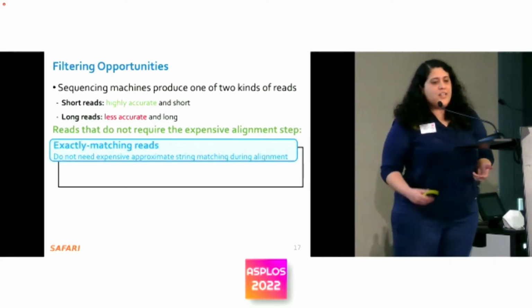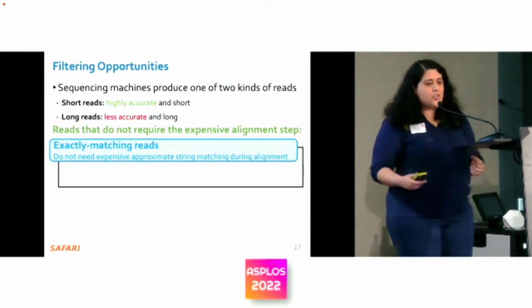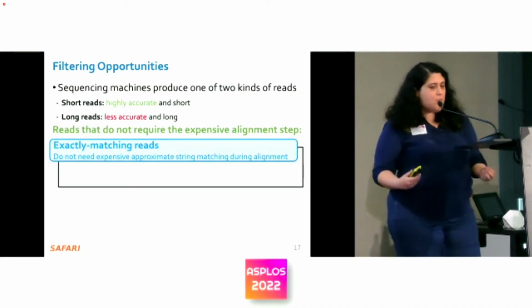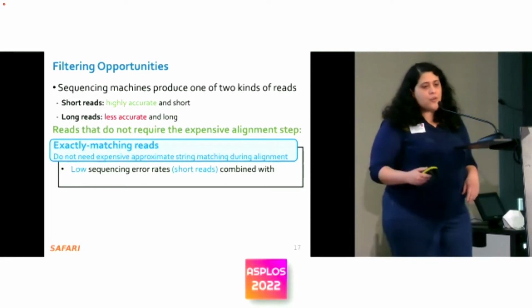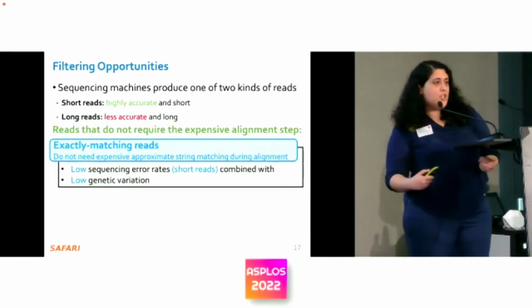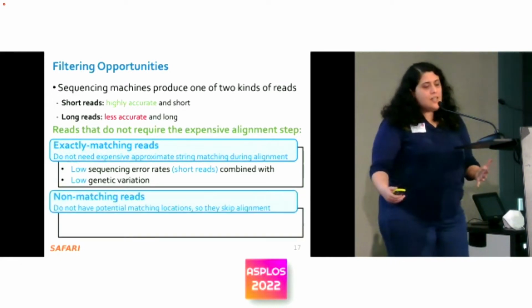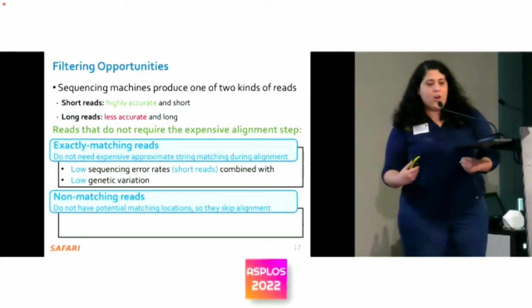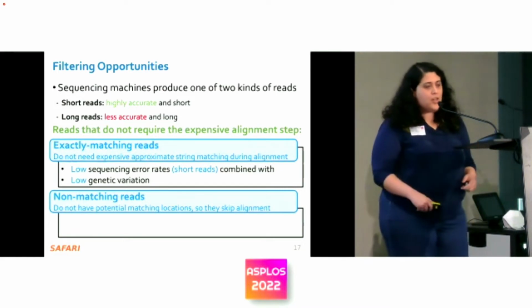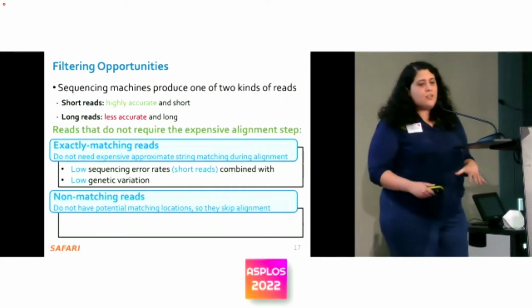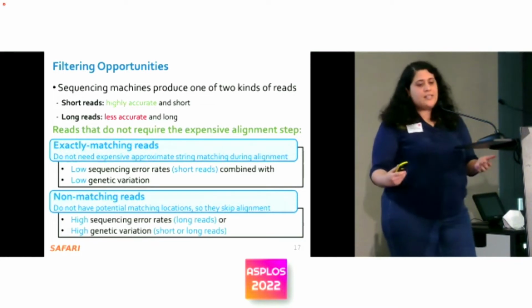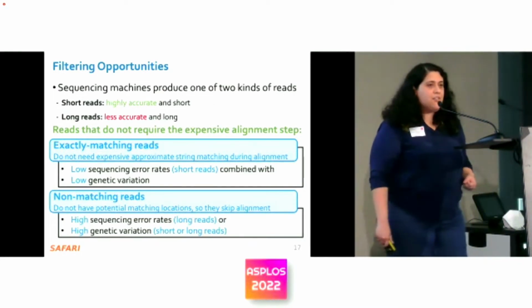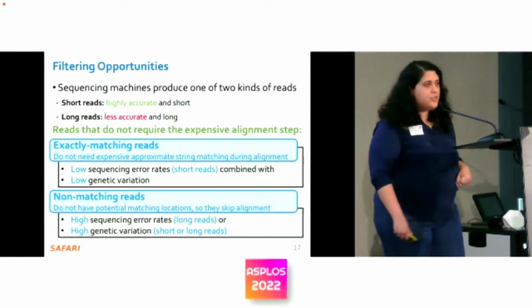computation. The first class is exactly matching reads that do not require expensive approximate string matching, which is done during alignment. And examples of this frequently happen in short read sets with low sequencing error rates and reads that have low degree of genetic variation. And the second class of reads that can be filtered simply are reads that do not match to any location in the reference genome, and therefore they skip alignment. And frequent examples of this can happen in long reads that have high sequencing error rates, or long or short reads that have very high degree of genetic variation, for example, some viral samples or bacterial samples.